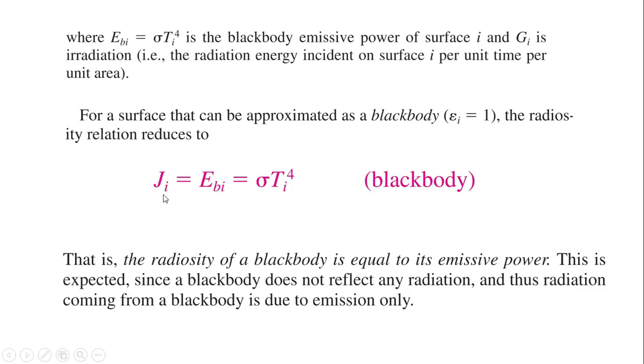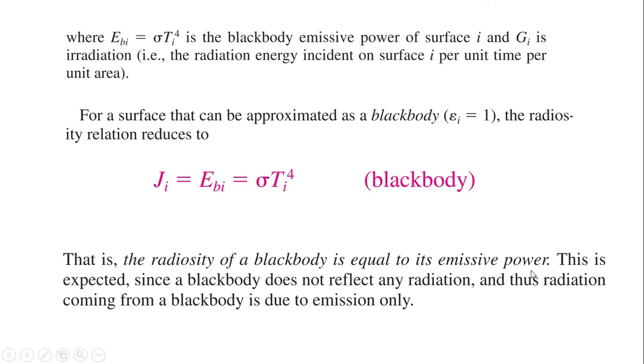Same is the case over here. The radiosity would be equal to the black body emissive power if we put the epsilon, which is known as the emissivity, equal to 1 in the previous expression, and we will have this expression after simplifying. We have already studied the formula for the black body emissive power, which is the Stefan-Boltzmann constant times the temperature to the power 4. This is a very important statement that you need to keep in mind: the radiosity of a black body is equal to its emissive power.